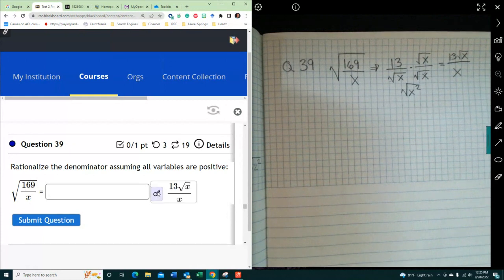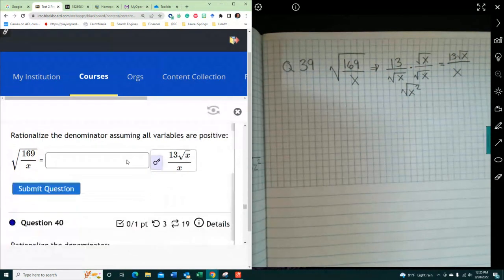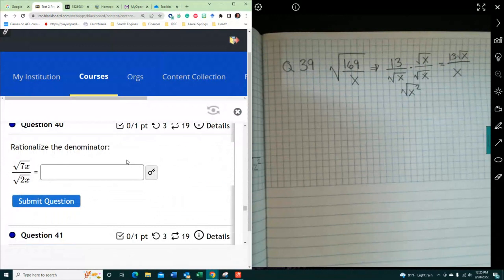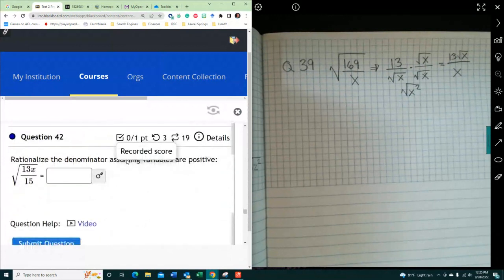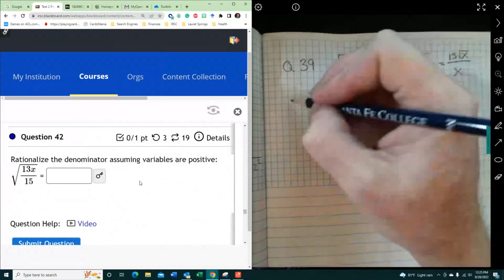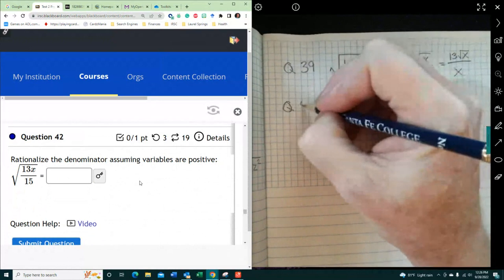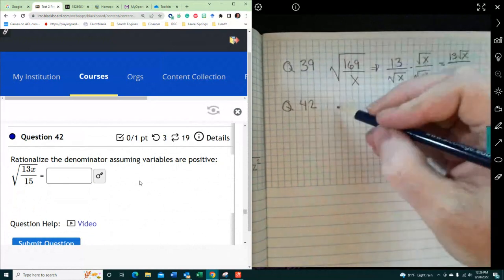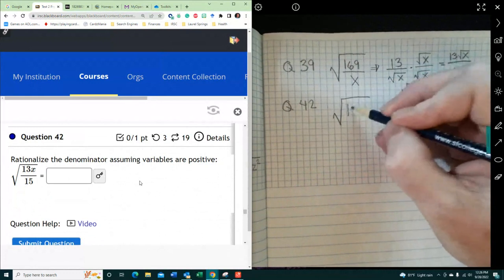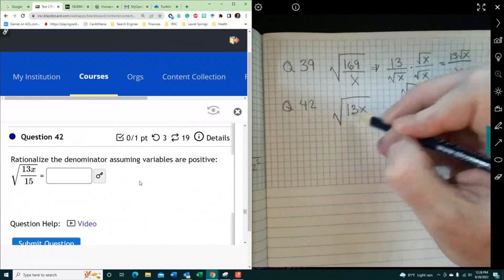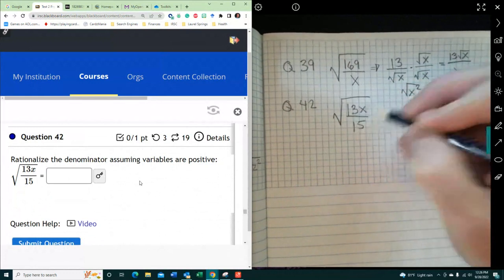So you're trying to get the x out of the denominator. That's all you're trying to do with this. That's rationalizing the denominator. All right, rationalizing the denominator here. This is a good representation of everything across the board, all things studied in this section.